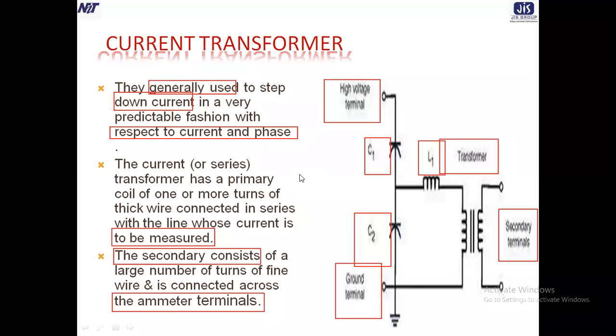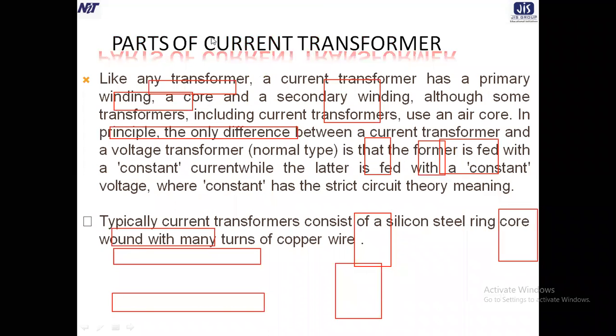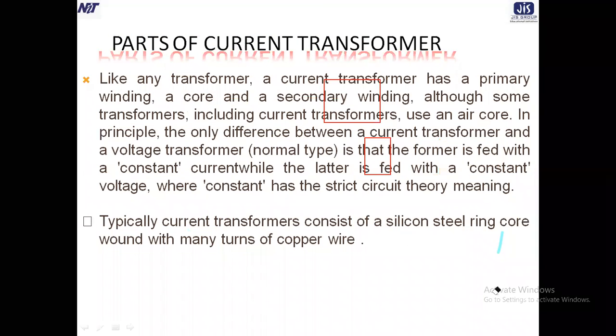Okay, this is the inductor. Now let me move to the next part of the lecture, that is the parts of current transformers.